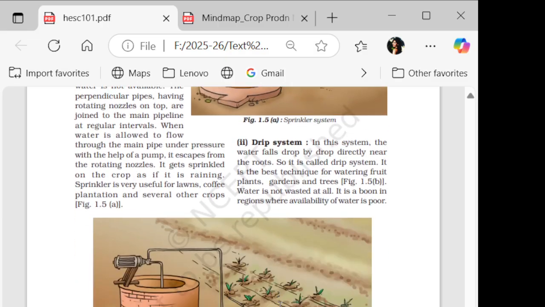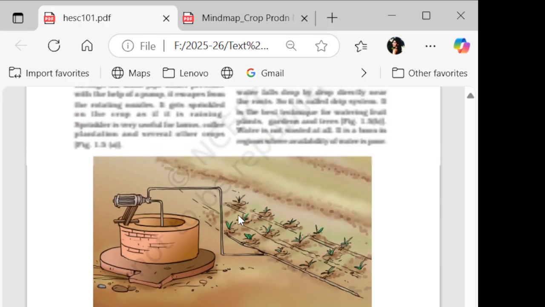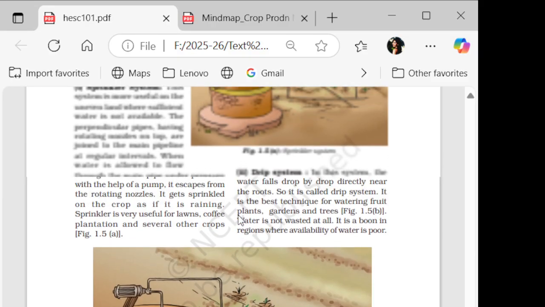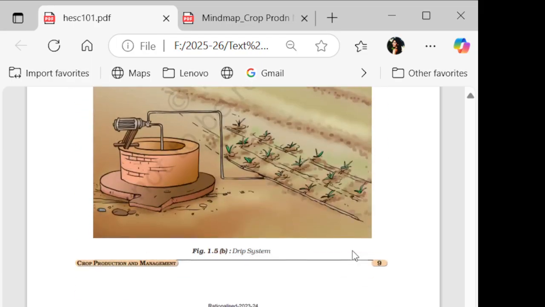Drip irrigation, again, has long pipelines, and near every plant there is a hole from which the water goes to the plant drop by drop. So that is why it is known as the drip irrigation system, and drip irrigation saves lots of water, and it is a boon in the regions where availability of water is poor.